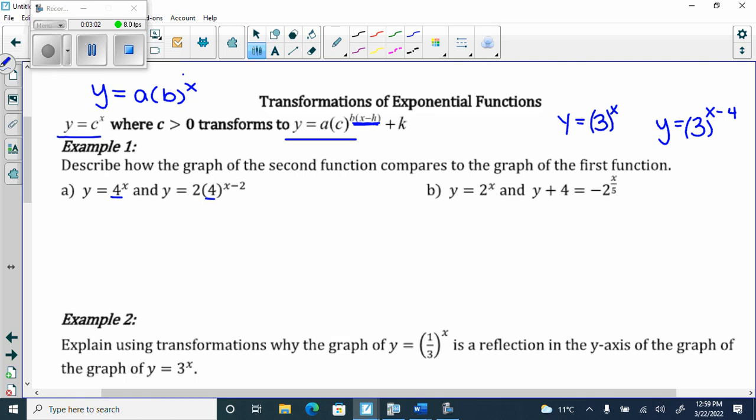The only thing that changes here is this base has to be the same as that base. And they are. We see that, right? Is that 4 appearing anywhere in our transformations, in our SRT? No. The 4 just needs to be the same between the two. Then we go to our stretches, reflections, translations. So our stretches.